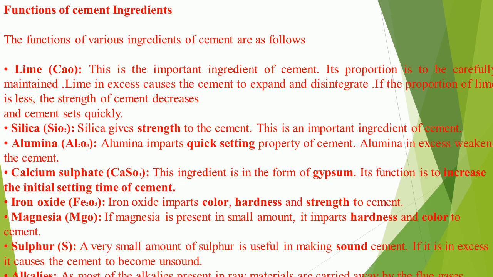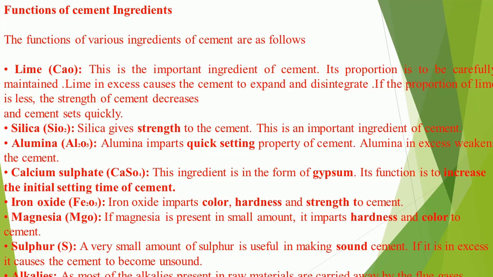Silica, SiO2. Silica gives strength to the cement. This is an important ingredient of cement. Alumina, Al2O3. Alumina imparts quick setting property to cement. Alumina in excess weakens the cement. Calcium sulfate, CaSO4. This ingredient is in the form of gypsum. Its function is to increase the initial setting time of cement.